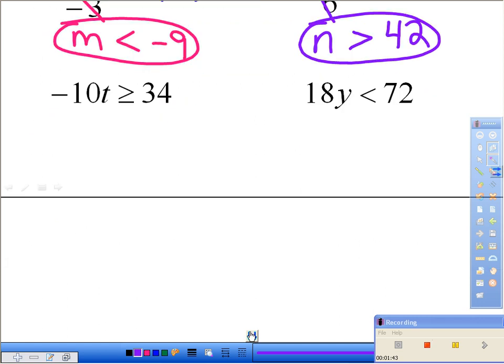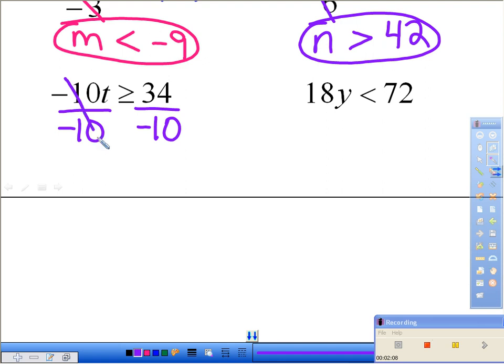Now let's look at some multiplication inequalities. In order to solve a multiplication problem, we're going to do the reverse, which is divide. Negative 10t is greater than or equal to 34. To undo t being multiplied by negative 10, I'm going to divide by negative 10. If I divide the left side by negative 10, I must divide the right side by negative 10.